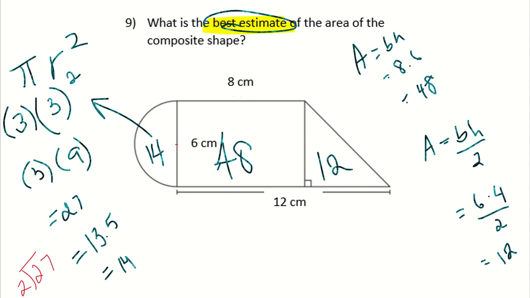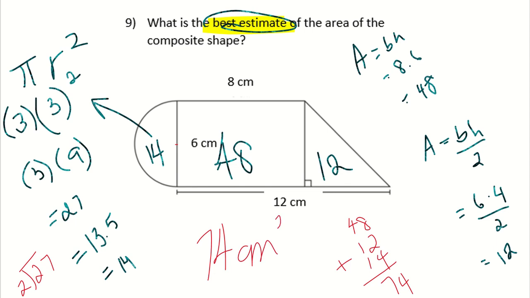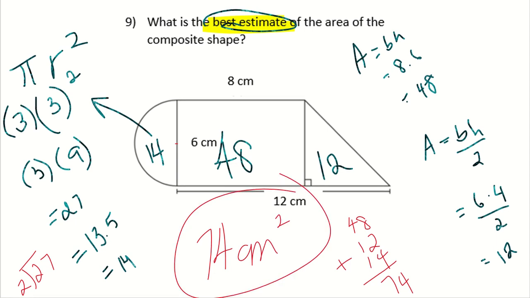On a test, if they're asking you to do an estimate, it's going to be multiple choice and your answer needs to be the closest answer, right? So let's just add everything up. We've done all the hard part, now the easy part. This is a composite shape, so we add all the individual pieces. 48 plus 12 plus 14, and the answer is 74. 74 centimeters squared. Boom, there's your answer.